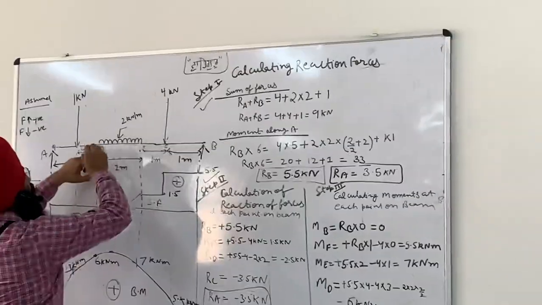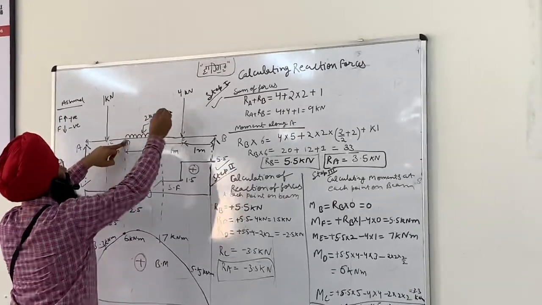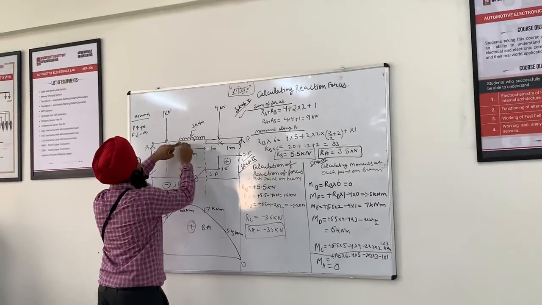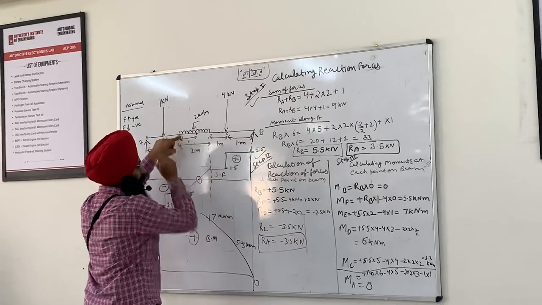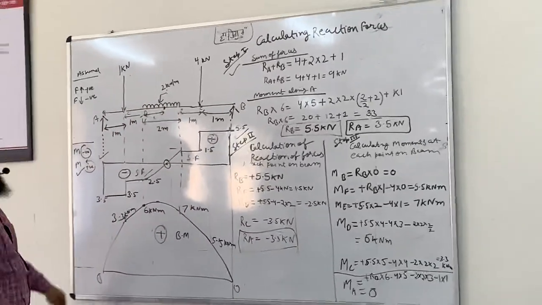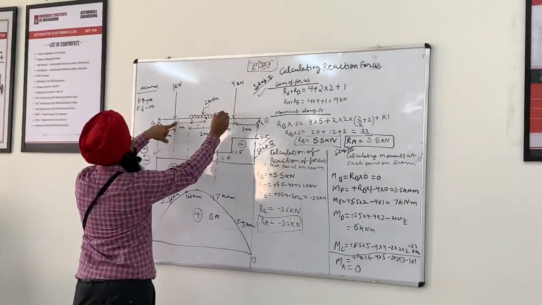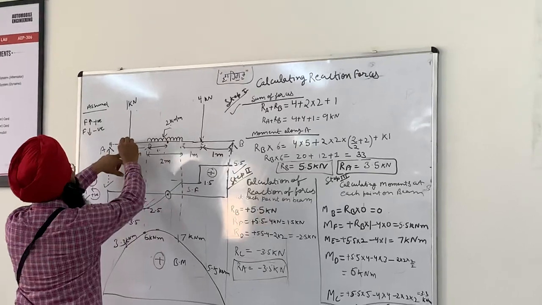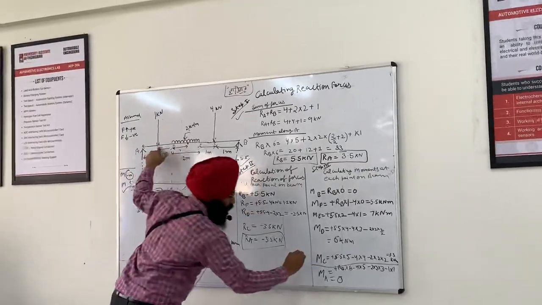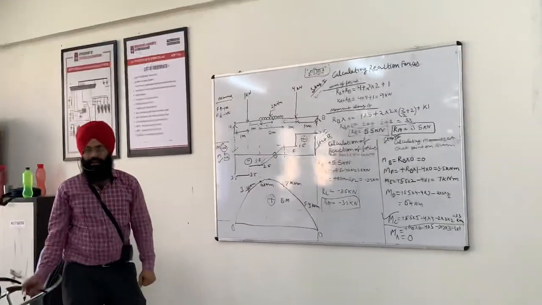RE into this distance 4, positive. RC into this distance 3, negative. 2 into this distance, 2 into 2. And from center up to here is 1. So 2 into 2 into 1. Next step, MC. RE into this distance, positive. RF into this distance, 2 into this distance, and distance from here up to here, that is 2. This is the equation. Answer is 3.3 positive.